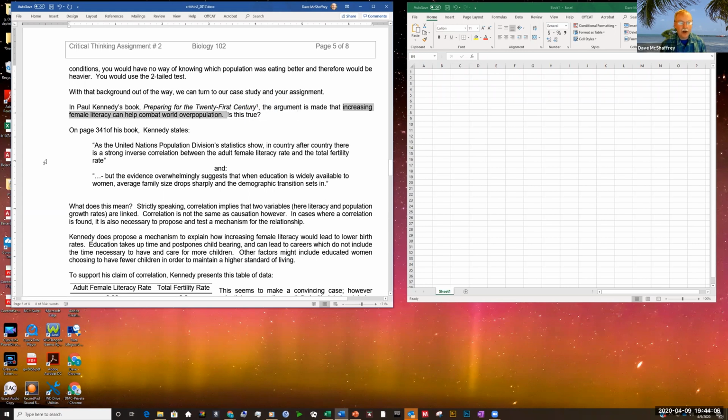And on page 341 of his book, he states, as United Nations Population Division statistics show, in country after country, there's a strong inverse correlation between the adult female literacy rate and the total fertility rate. And he goes on to say, the evidence overwhelmingly suggests that when education is widely available to women, average family size drops sharply and something called the demographic transition sets in. Okay, sounds good. You might be reading the book and say, yeah, okay, I'll buy that. But again, we want you to be a critical thinker. Okay, so let's take this apart. Correlation, he's saying that there's a correlation, right?